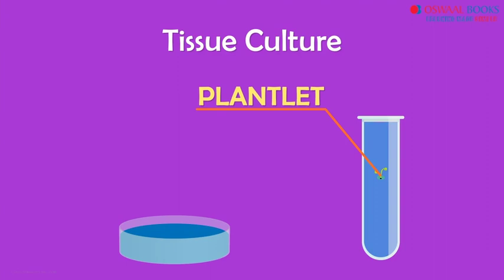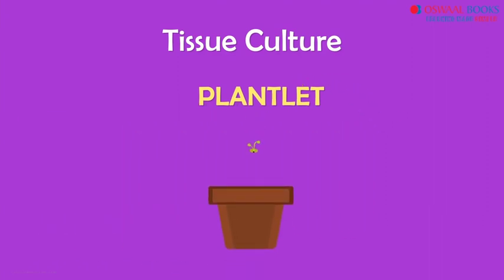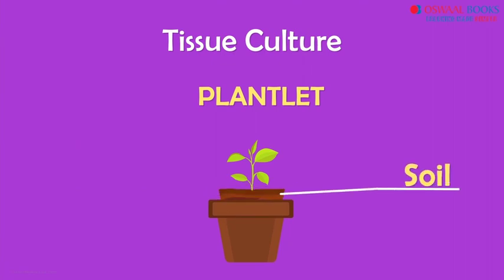What is done to this plantlet? It is sent to the place where it will grow and mature as an independent plant. And where do you think this place might be? It has to be the soil. These plantlets are planted into the soil to grow as individual plants, deriving their nutrition from it.